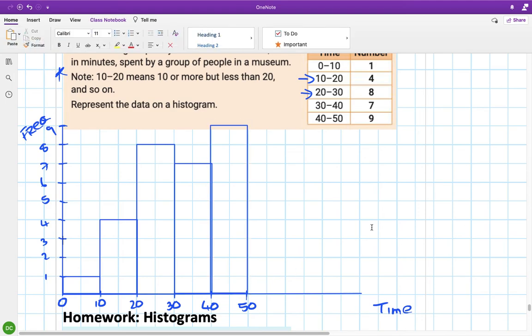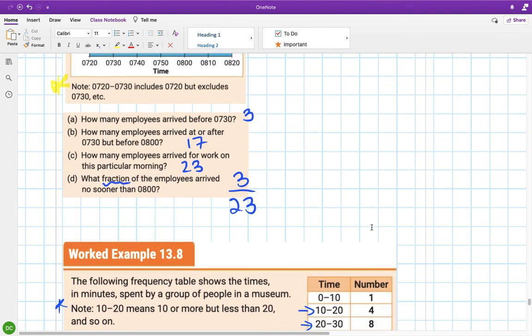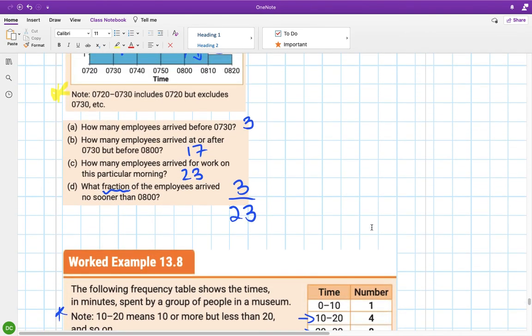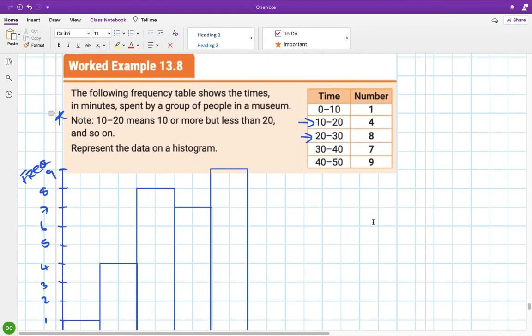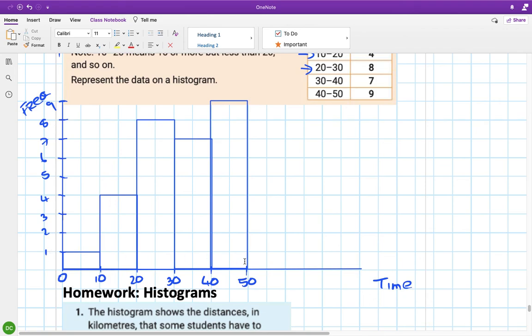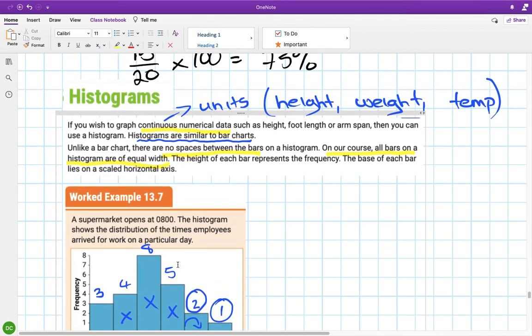All right, so that's my histogram. When you're drawing them, like I said, it's pretty much identical to a bar chart, just don't leave the gaps. Because it's continuous data, they run into each other. So it's 0 to 10, 10 to 20, 20 to 30, with no gap. It's continuous numerical data, whereas a bar chart is normally for something like the colours of cars. All right, so that's the histogram.